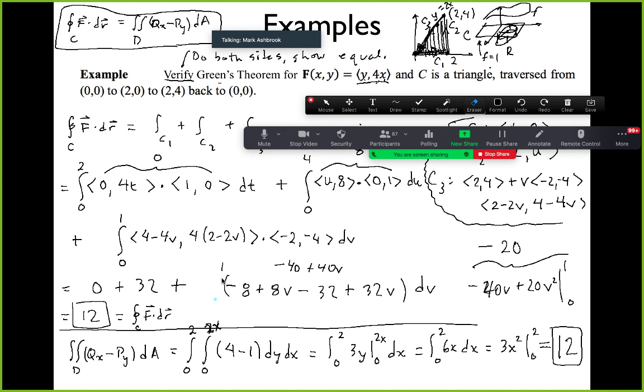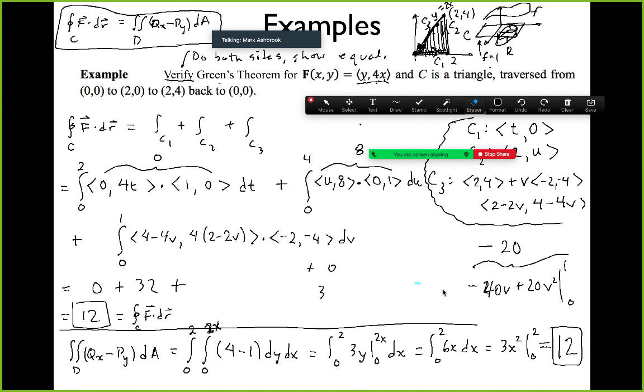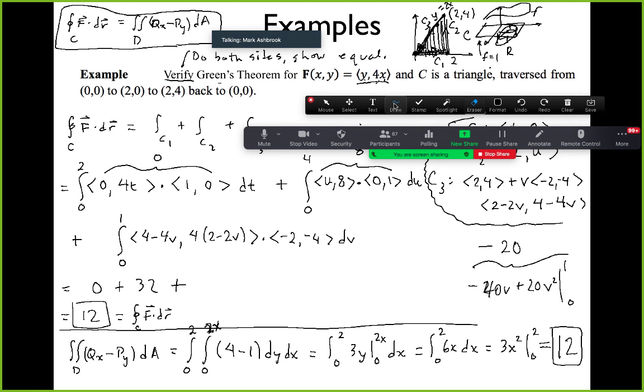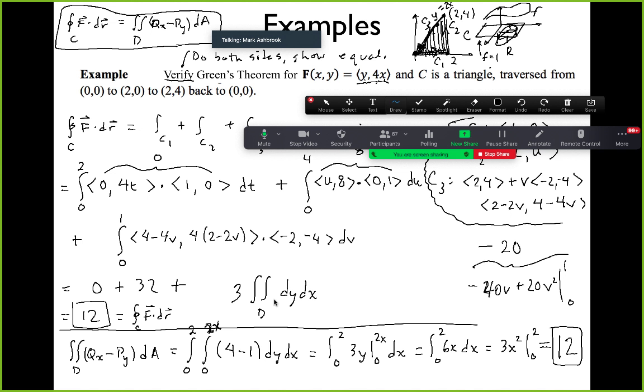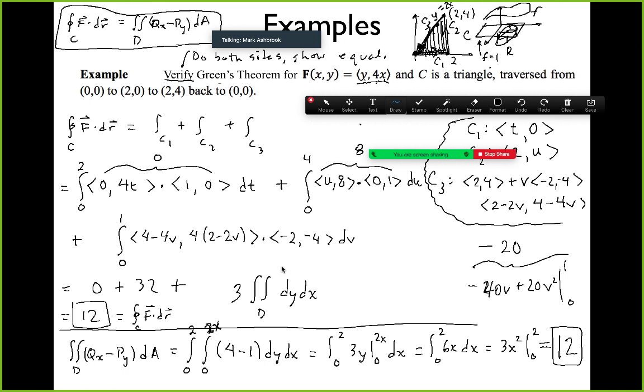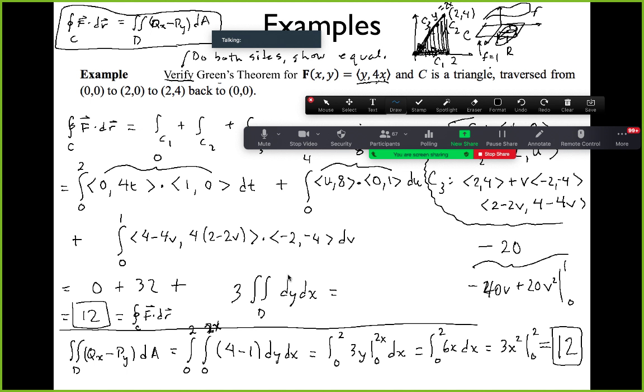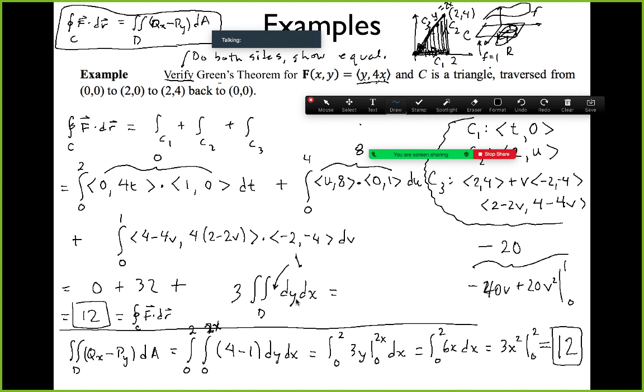So notice in this double integral, I'm going to erase this part right here. Since our integrand was 3, I could have pulled that 3 out and written it as 3 times the integral over D of dy dx. And notice then what is my integrand function now? That's implied to be 1. So what is my double integral representing now? The area of the region D.